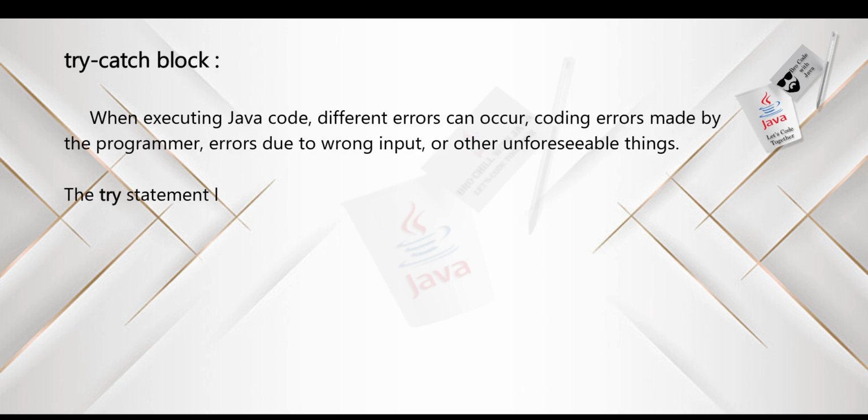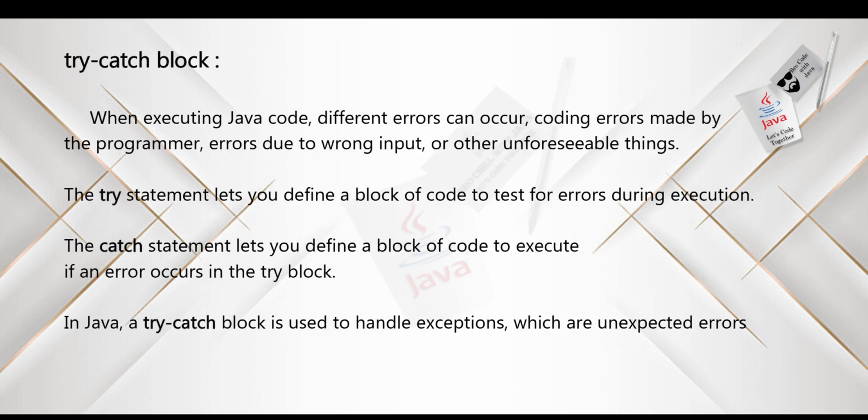try-catch block. When executing Java code, different errors can occur. Coding errors made by the programmer, errors due to wrong input, or other unforeseeable things. The try statement lets you define a block of code to test for errors during execution. The catch statement lets you define a block of code to execute if an error occurs in the try block.